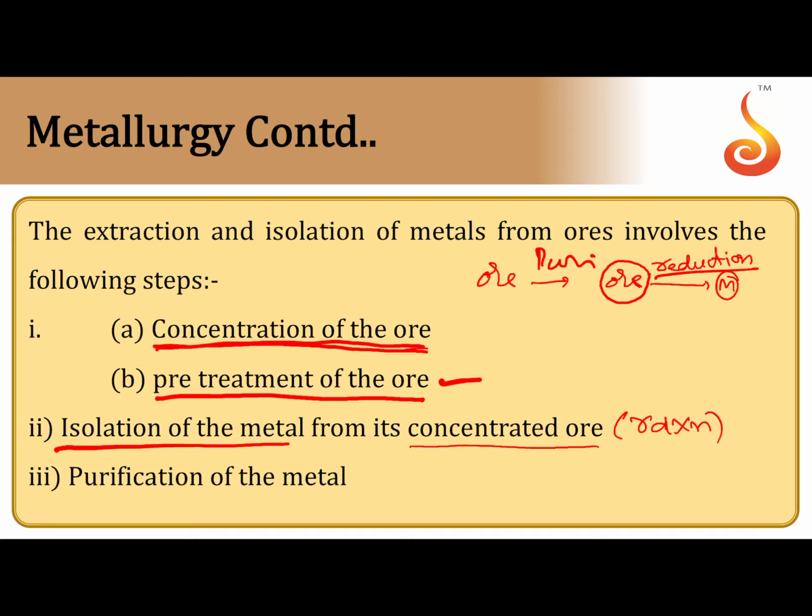Next, after getting the metal, it will not be in its purest form. That is raw metal, which contains impurities. So, removal of impurities from raw metal is called purification, or refining of the metal. So, three steps mainly: first, concentration of the ore; second, reduction of the mineral ore to get metal in impure form; next, purification of the metal.